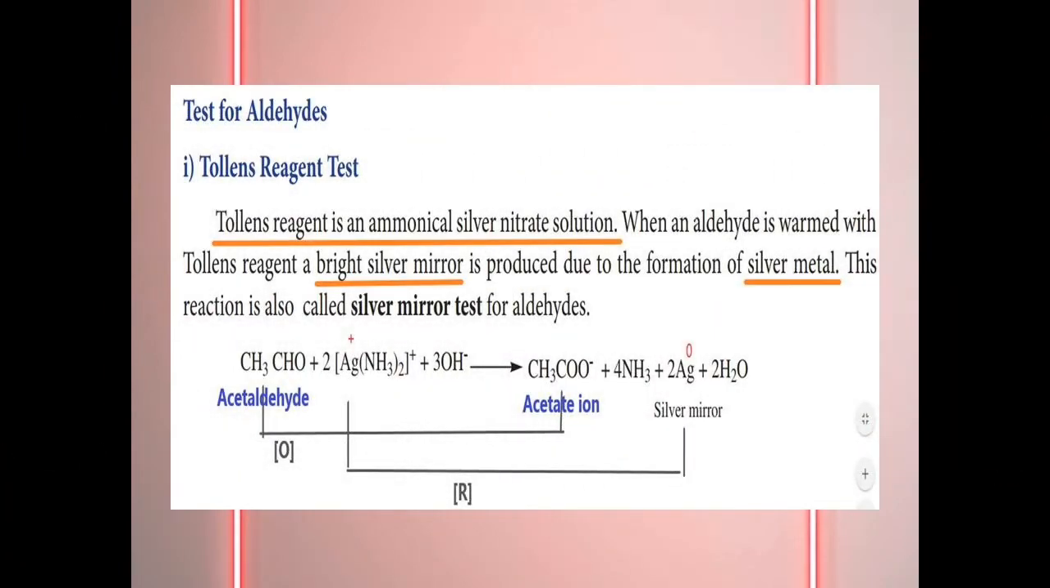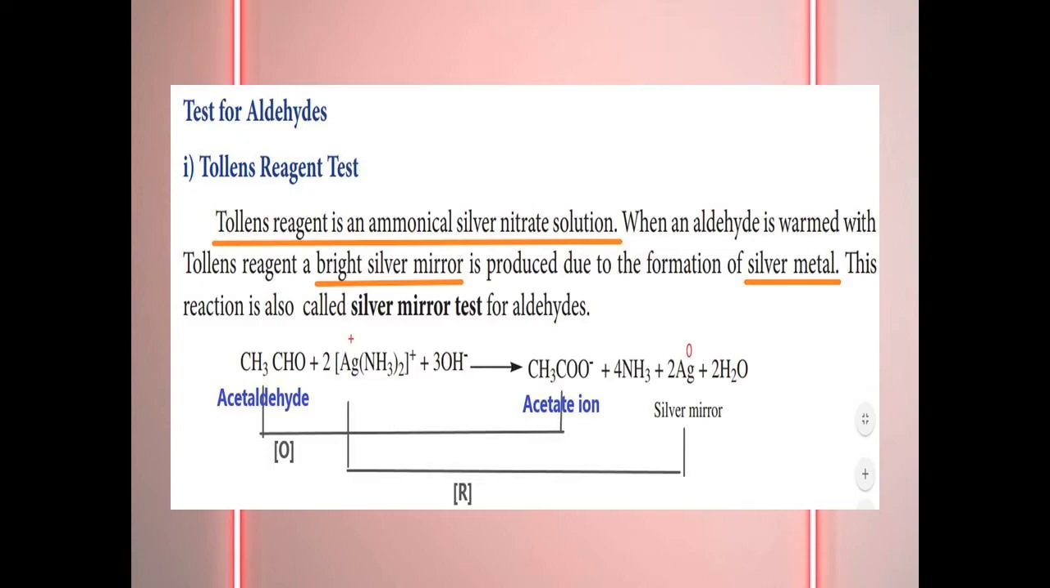Test for aldehyde, Tollens' reagent. What does Tollens' reagent mean? Ammoniacal silver nitrate. When the ammoniacal silver nitrate is added to the aldehyde, we get silver metal. It shows as a bright silver mirror. It is the silver mirror test.